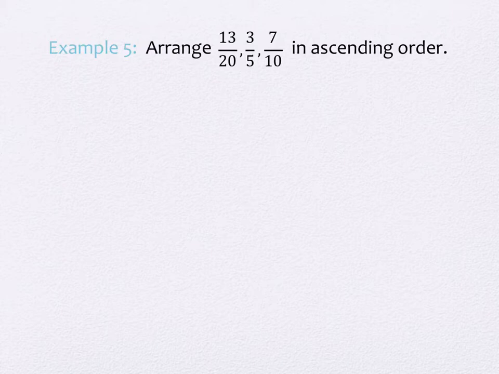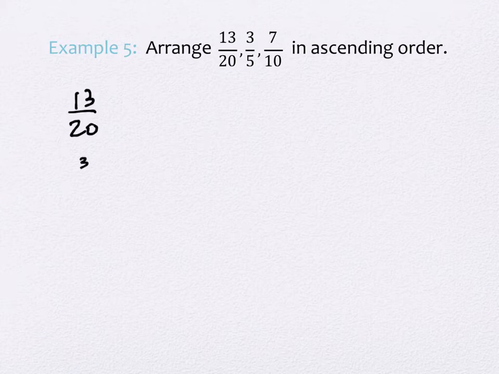So I'll take them in order. We'll do 13 over 20, we have 3 over 5, and we have 7 over 10. I would like to multiply the 5 by something to get the common denominator. What would the common denominator between these denominators be? 20 would work, right? So what would I multiply 5 by to get 20? 4. So I would do it on top and bottom, like so.